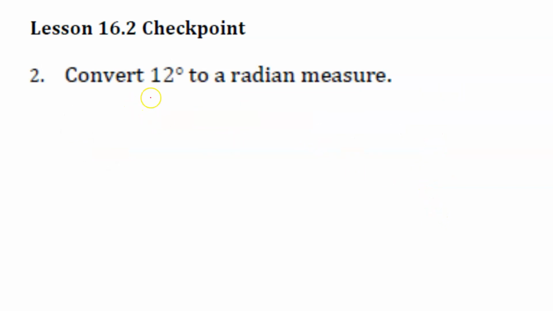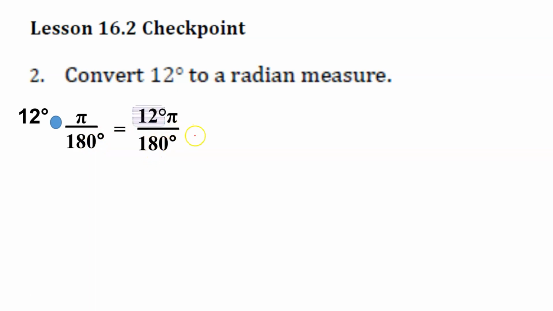All right, we're going to convert 12 degrees to our radian measure. So 12 times pi over 180. Take a moment, work this out. And unpause, that would be 12 pi. If I reduce this out, that would be what? That would be 1 over 15.